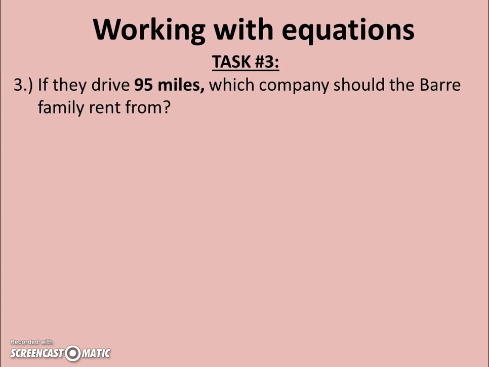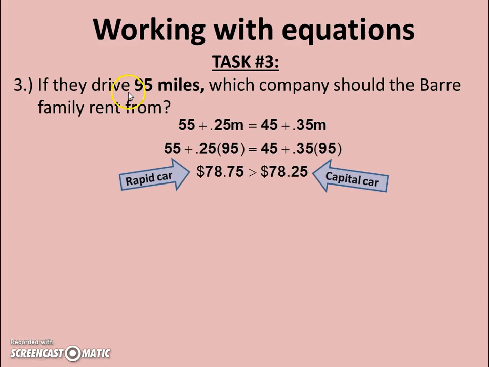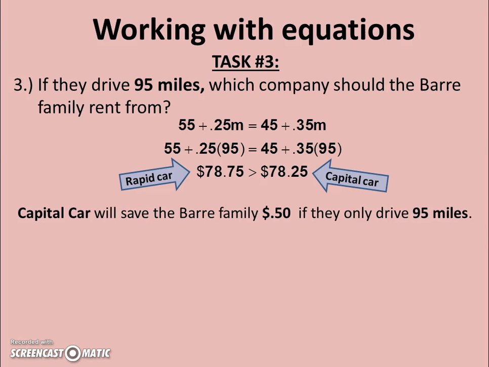Task number 3. If they drive 95 miles, which company should the Barry family rent from? So once again, we can use our equation, but this time, instead of putting 100 miles in for miles, we want to put 95 in and then see which is the better deal. So we evaluate both sides of the equation, and you can see that Rapid Car charges $78.75. Capital Car charges $78.25. So which is the better deal? Obviously, Capital Car will save the Barry family about 50 cents if they drive only 95 miles.